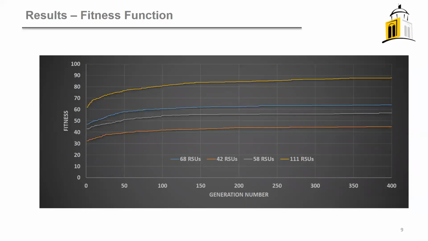So this slide right here shows the fitness function and the performance of our model. As you see here, the fitness on the vertical axis improves, or increases, for the different numbers of roadside units as the number of iterations in the genetic algorithm increases, until we reach a state where the fitness function does not improve any further, which means that we reached an optimal solution.